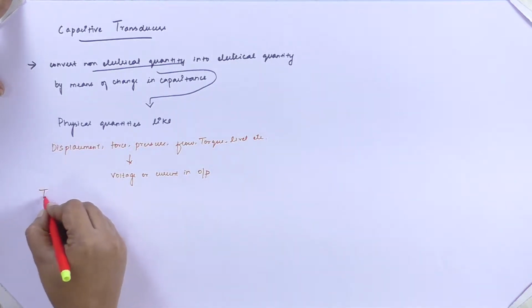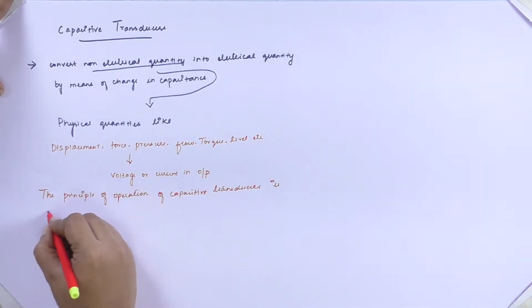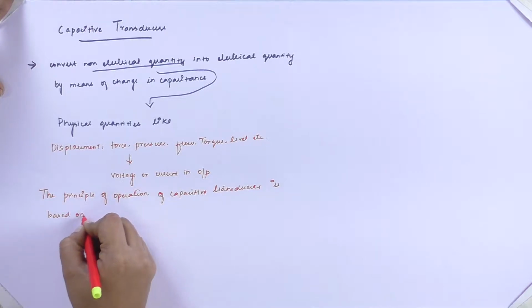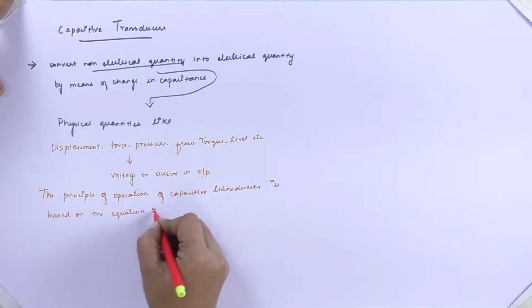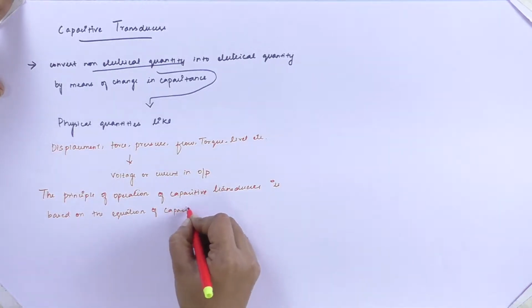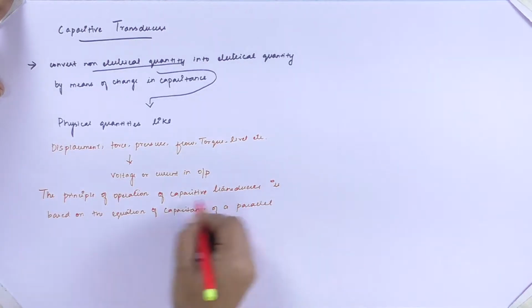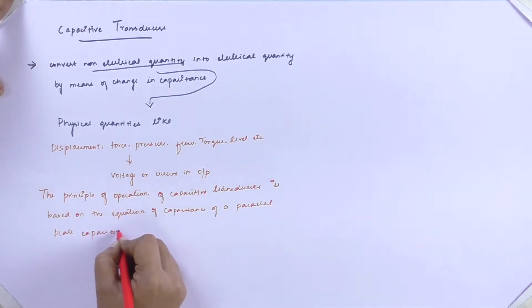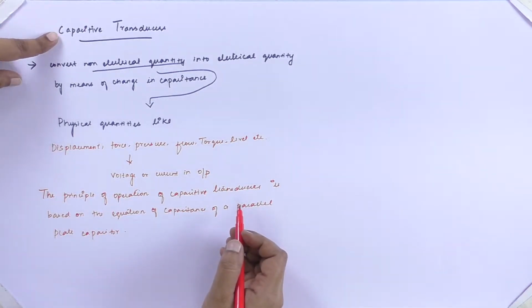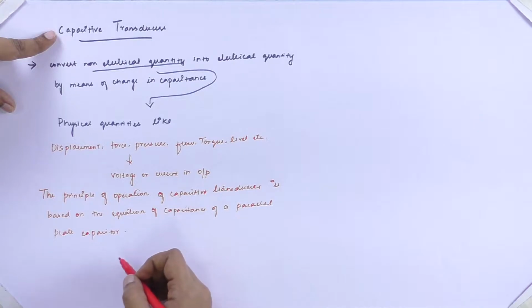So the principle of operation of a capacitive transducer is based on the equation of capacitance of a parallel plate capacitor. We will see what is a parallel plate capacitor.